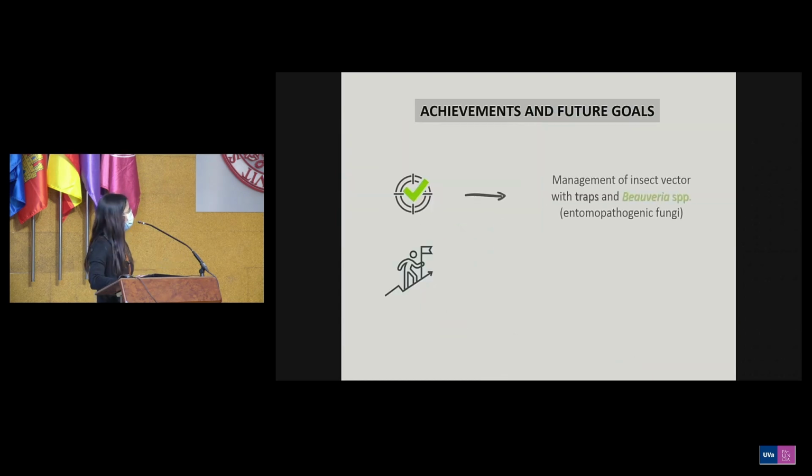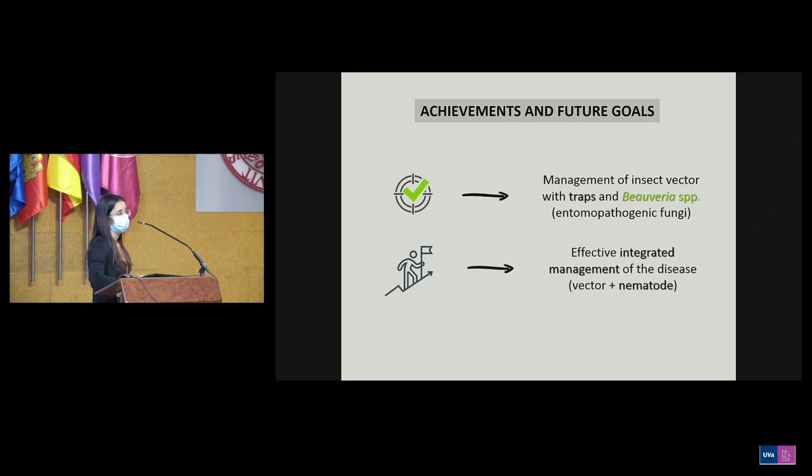So far, the first entomology group of our university has already found and patented methods to control the insect vector, only the vector, by using Beauveria species that are entomopathogenic fungi, so fungi that can kill the insect. But we need to find an integrated management method to control not only the insect, but also the nematode, which is the real pathogen.